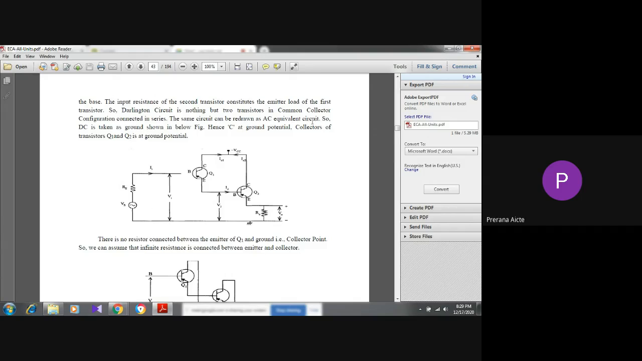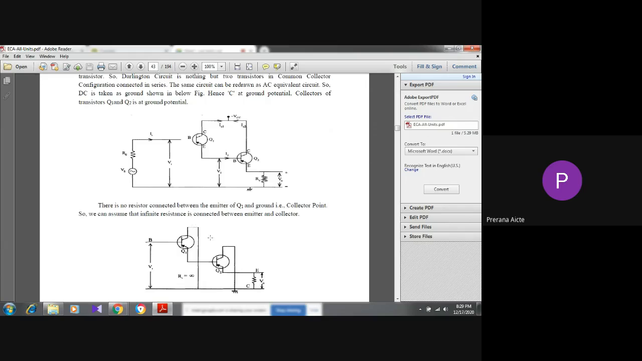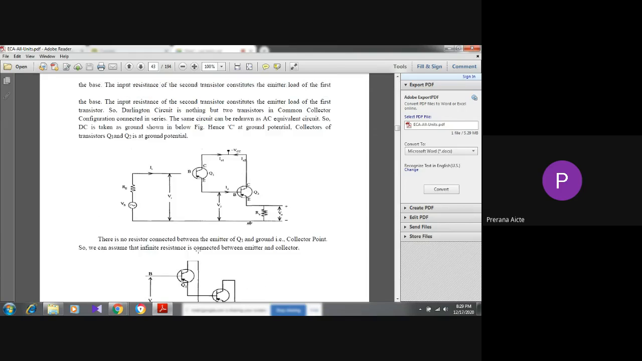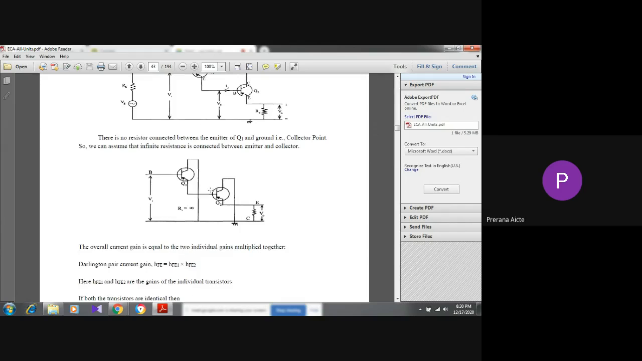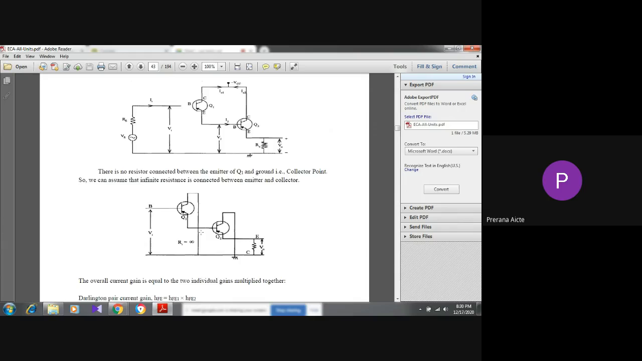The Darlington circuit is nothing but two transistors in common collector configuration connected in series. The same circuit can be redrawn as an AC equivalent circuit. This one. The DC is taken as ground. See this, the DC signal we connect to ground. You can see the collector circuit is at ground potential, and this is the equivalent circuit from this figure.